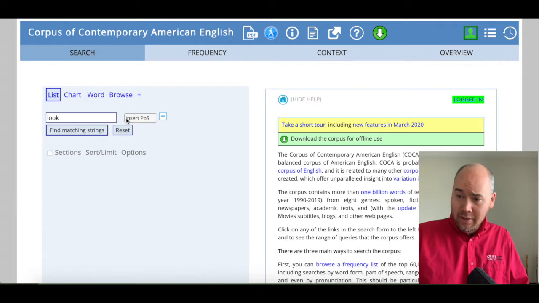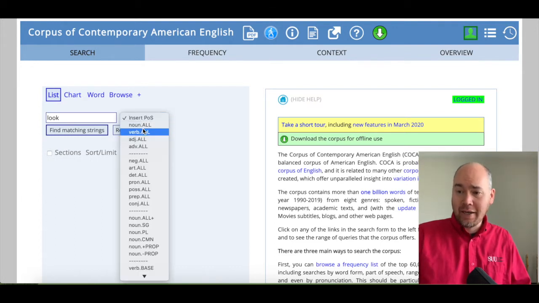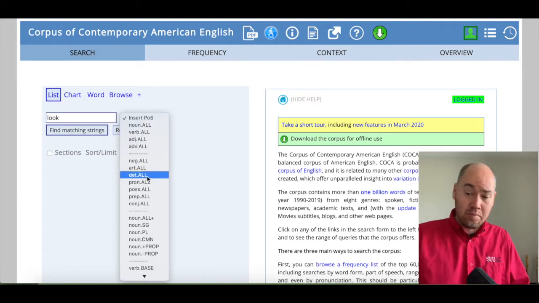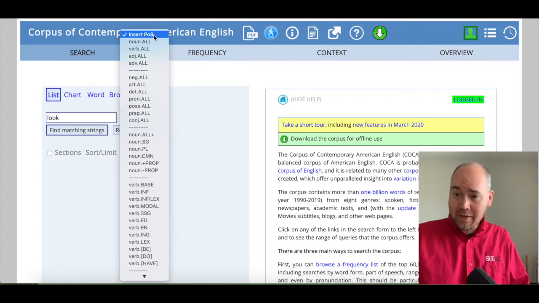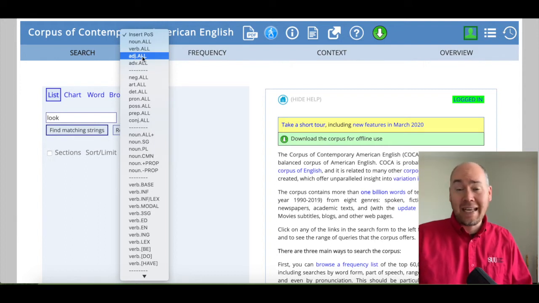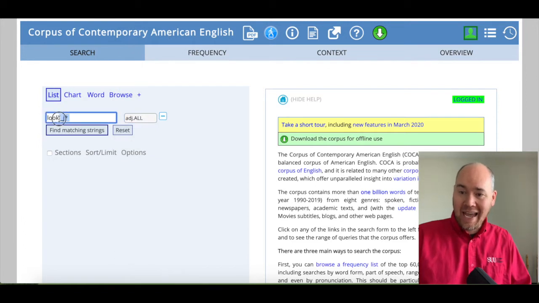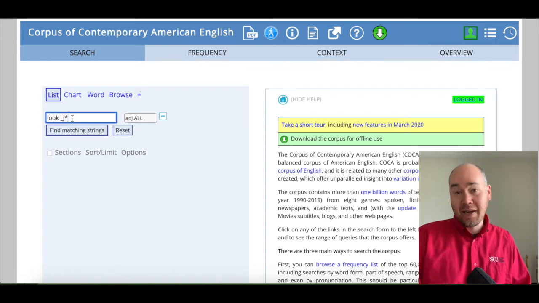If I click this little box to the right, I'll get a drop-down menu that has many, many options. But at the top, there's one that says Add All. That will find any adjective. And when I click this, it adds a little tag to my search box. This is what COCA actually uses in its search. It doesn't use this box. It uses what's in the search box here. So this little tag here means find any adjective. Okay? And I want to find look plus any adjective.